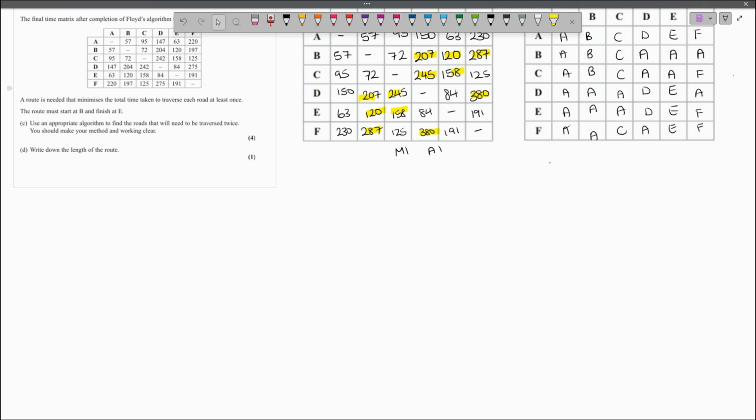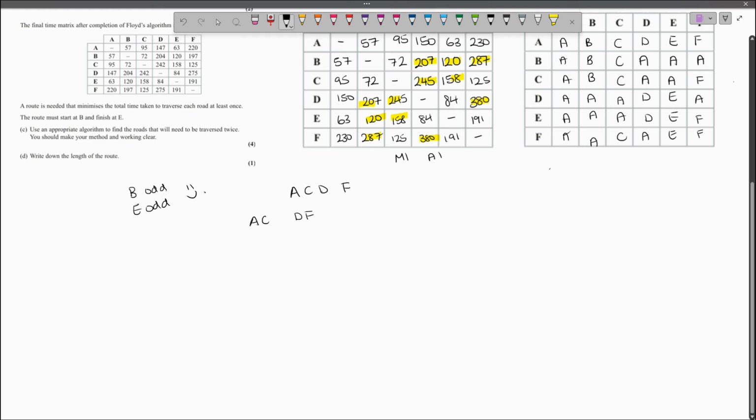So we need a route starting at B and finishing at E. That means that B odd and E odd are absolutely fine. We don't need to worry about B and E. So we only have to worry about A, C, D, and F, and all the combinations of connecting 2 pairs together. So we could connect the pairs AC and DF.